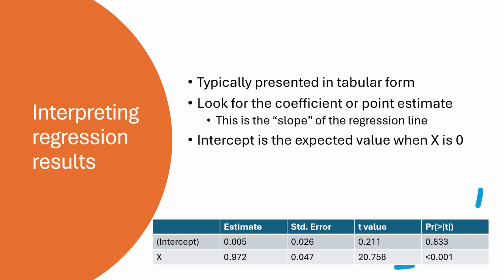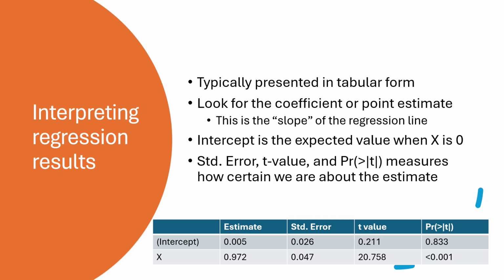Now when I created the data, I used an intercept of 0 and a coefficient of x of 1. So this is very reassuring. This is very close to what we would expect to see. And then we have the columns standard error, t-value, and probability greater than the absolute value of t, which measure how certain we are about the estimates.